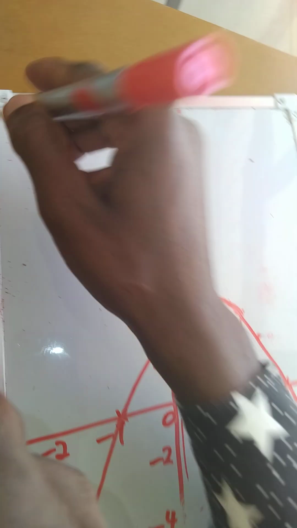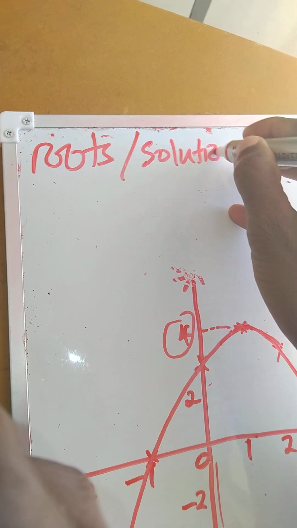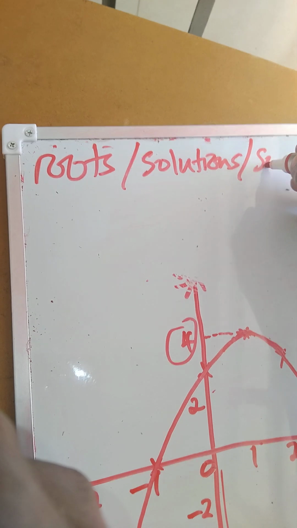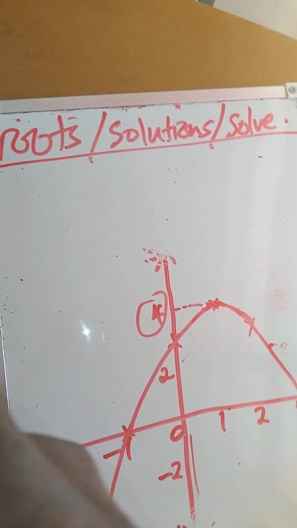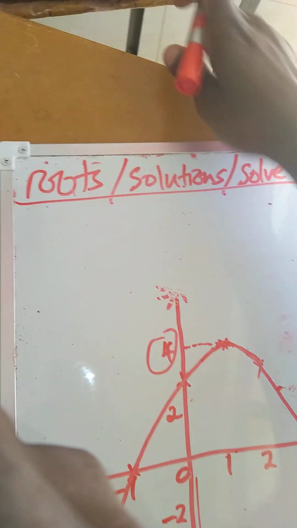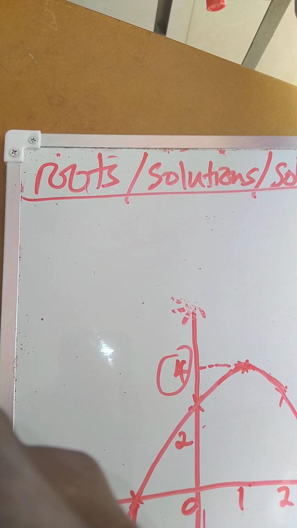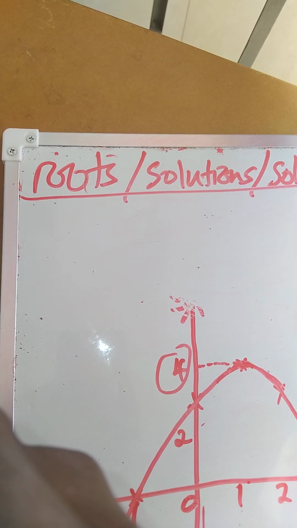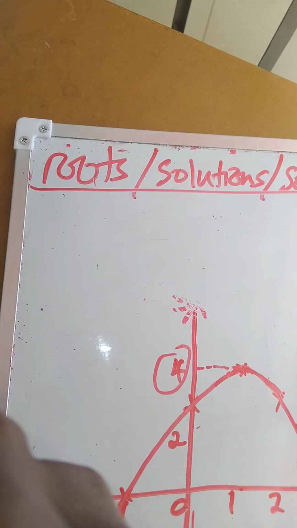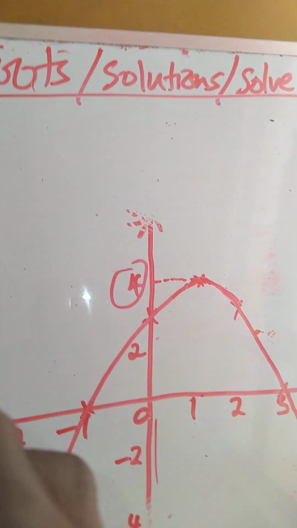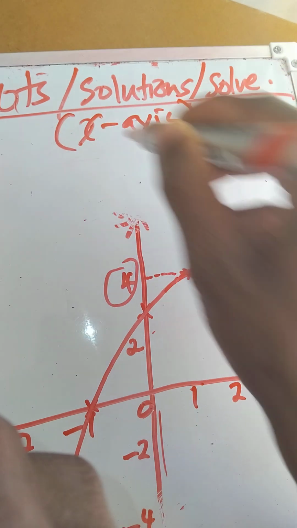Right, now we are going to find the roots, or the solutions, or solve the equation. These mean one and the same thing, these are the same. So roots, solutions and solve. How to find the roots. Roots are the values where the graph crosses the x-axis. Our roots are found at the x-axis.